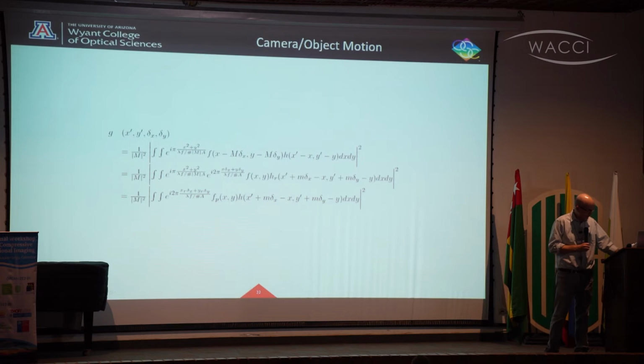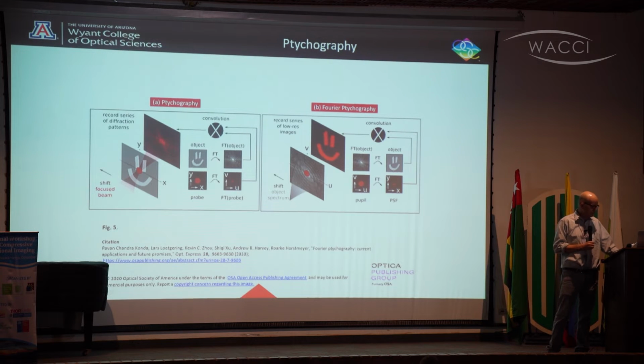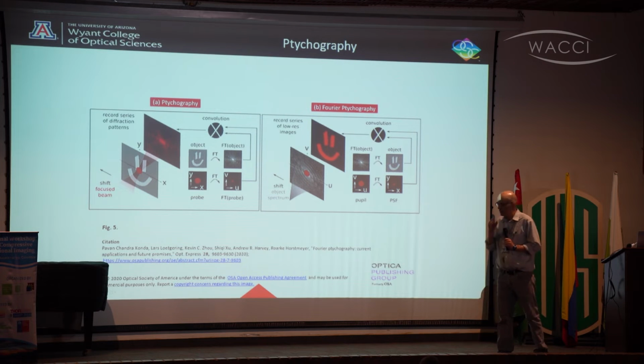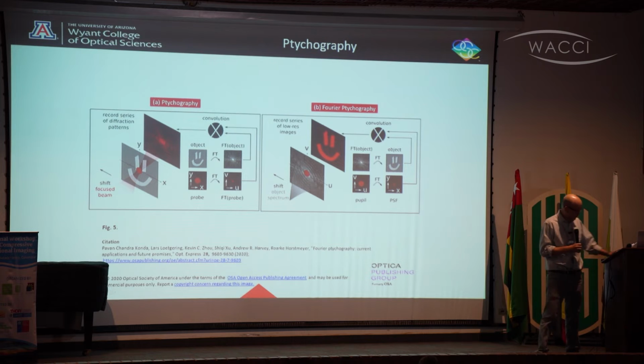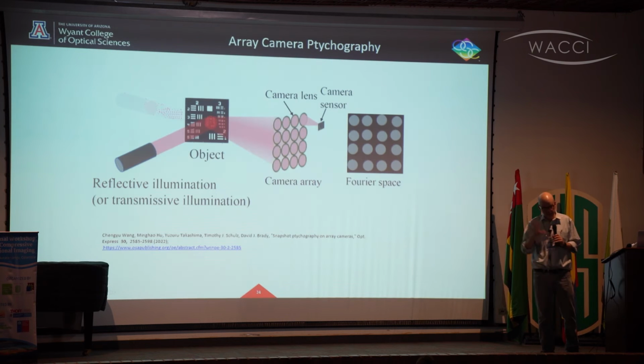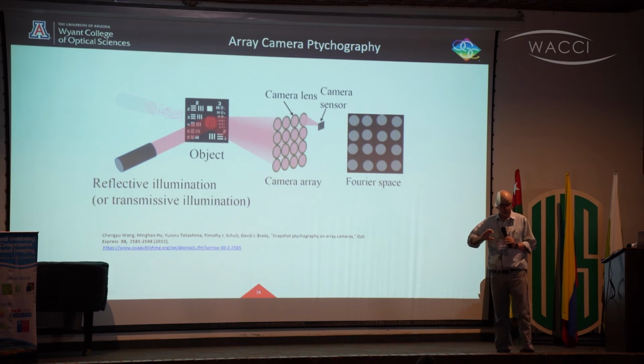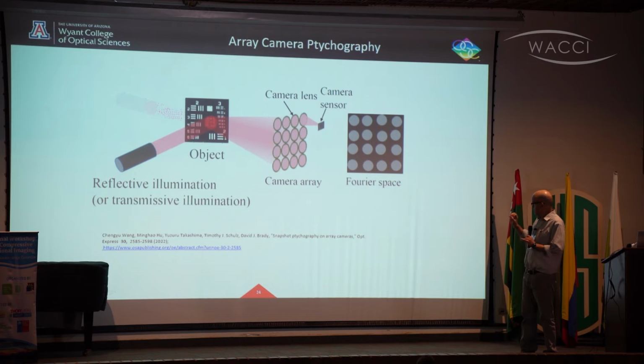But of course, we're in the snapshot imaging community here, so we don't want to illuminate with a bunch of LEDs. We want to build a system where we get the high resolution image from a single snapshot. And so rather than illuminating with a bunch of LEDs, we're going to build a camera array. Now we don't move the cameras. We just have an array of cameras that look at the object, and each one of those cameras is seeing a different region of the Fourier space of the object.